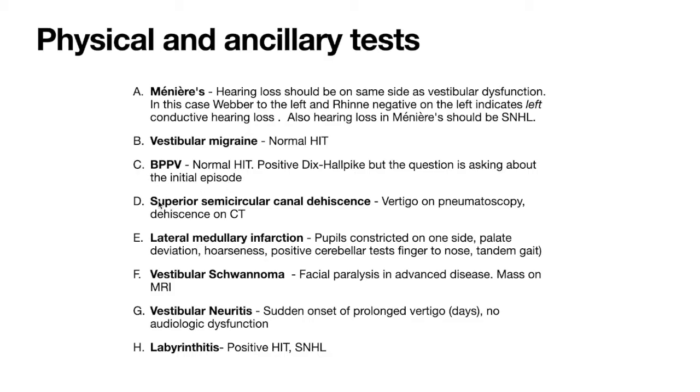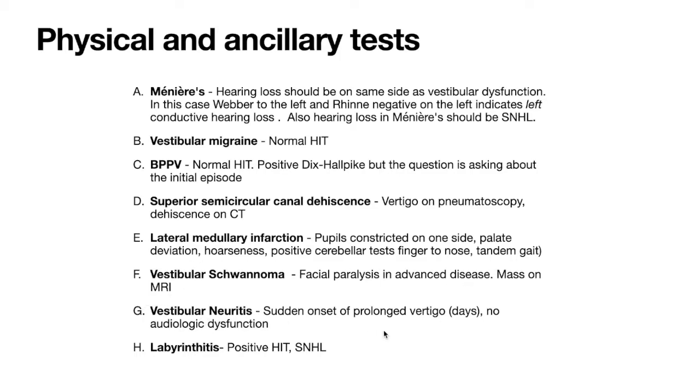Superior semicircular canal dehiscence, you might find vertigo on pneumotoscopy, but not always, and you might see dehiscence on CT, in which his CT was unremarkable, assuming that the resolution was high enough quality. Lateral medullary infarction, pupils constricted on one side, palatal deviation, hoarseness, positive cerebellar test, finger to nose, tandem gait, which he was showing no signs of. Vestibular schwannoma, again, facial paralysis and advanced disease. Mass would have been picked up on MRI.